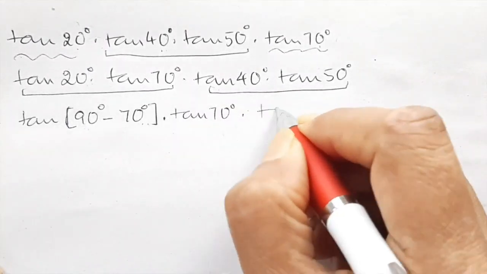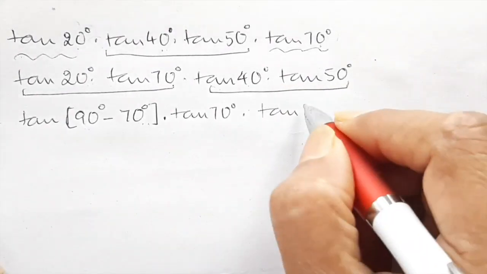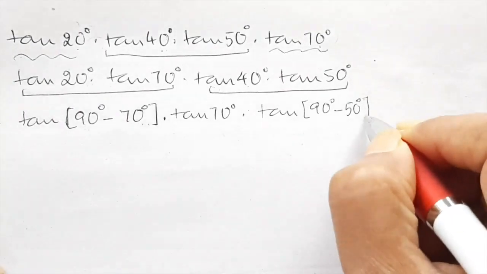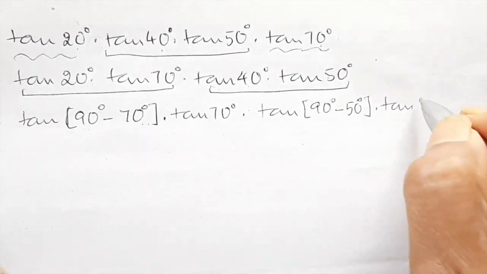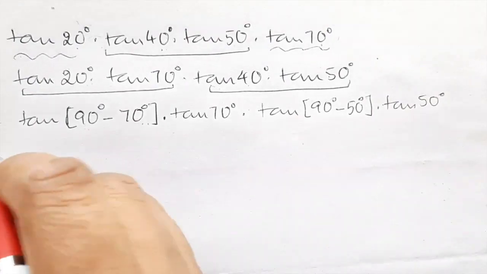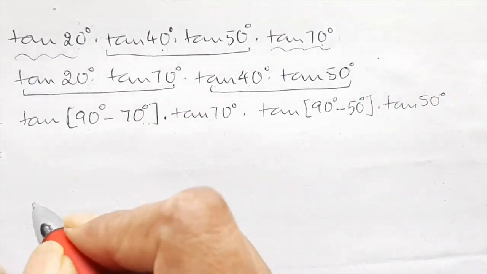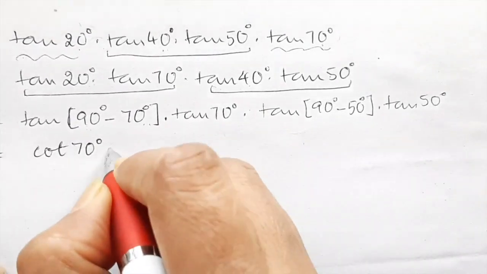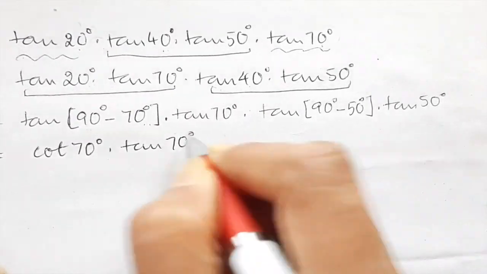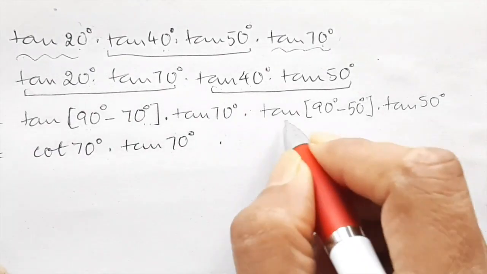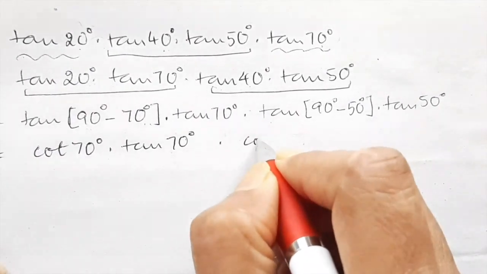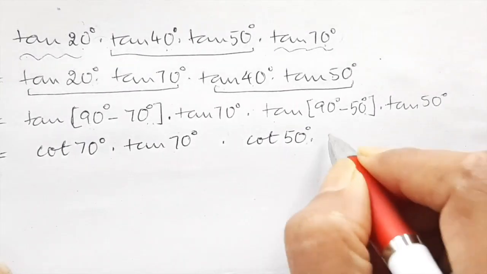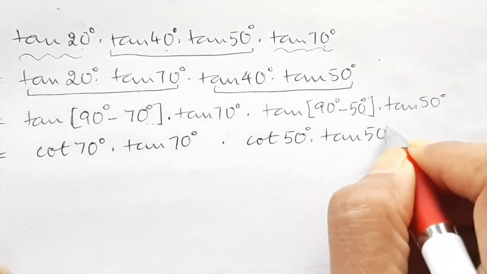Into tan 40, we will write in terms of 50, means 90 degrees minus 50 degrees, into tan 50 degrees, this as it is. Now tan 90 minus theta is equal to cot theta. So we'll write this as cot 70 degrees into tan 70 degrees, into here, this will be tan 90 minus theta as cot theta. Here theta is 50 degrees, so cot 50 degrees into tan 50 degrees.